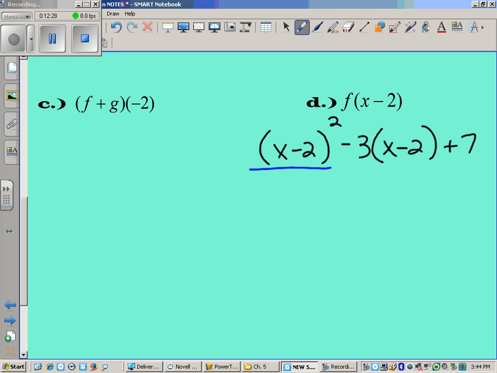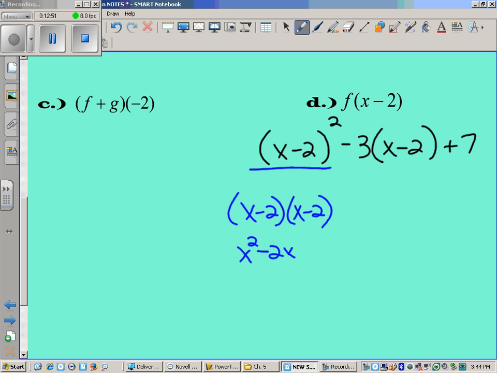I have an x minus 2 squared, but I cannot just take that little squared and distribute it and say x squared plus 4. It does not mean the same thing. What does it mean I have to do if I have an x minus 2 squared? FOIL it, right? X minus 2 times an x minus 2. So let's FOIL it out.